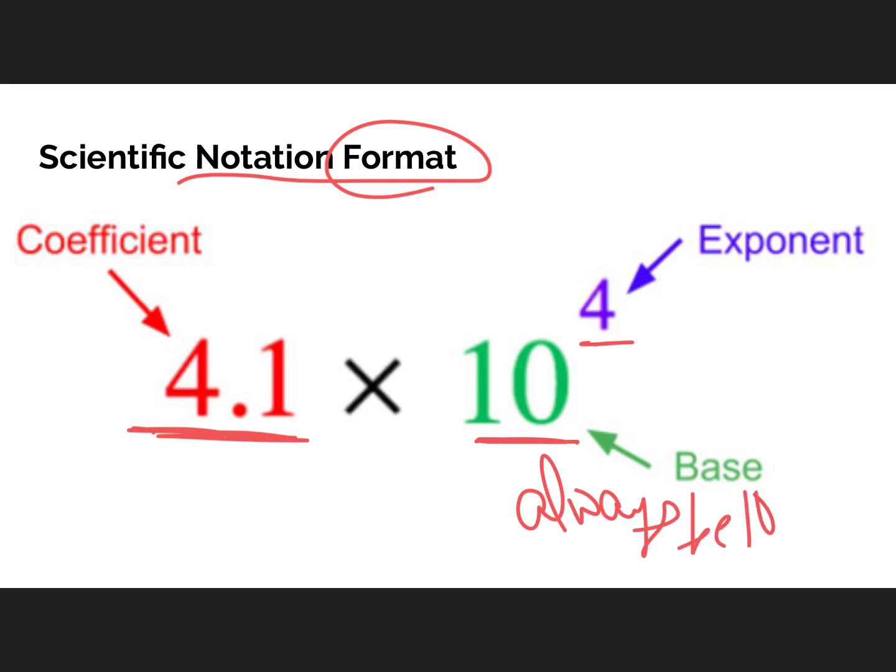Remember that our coefficient must be at least 1 and less than 10. Basically, you should have one digit in front of your decimal. You have as many digits after the decimal as you need, but you only need one digit in front of the decimal. And you have to have that one.